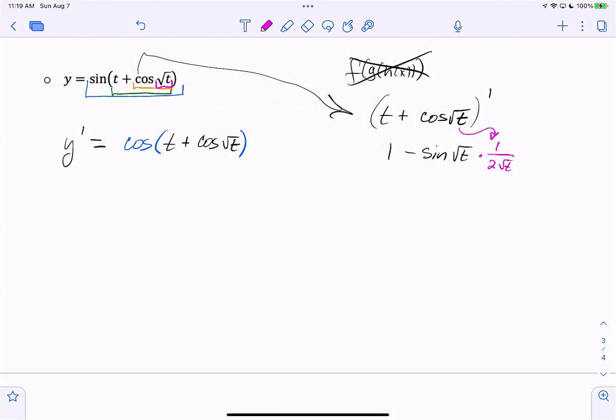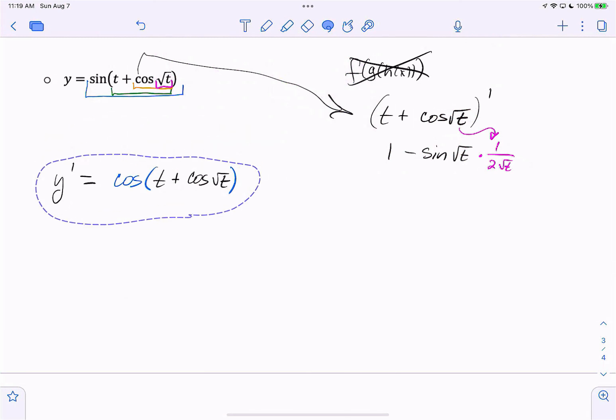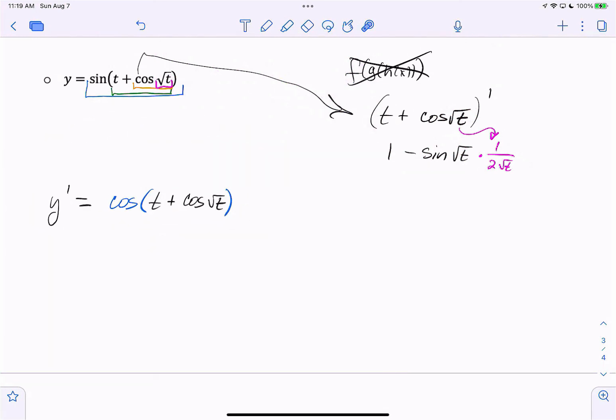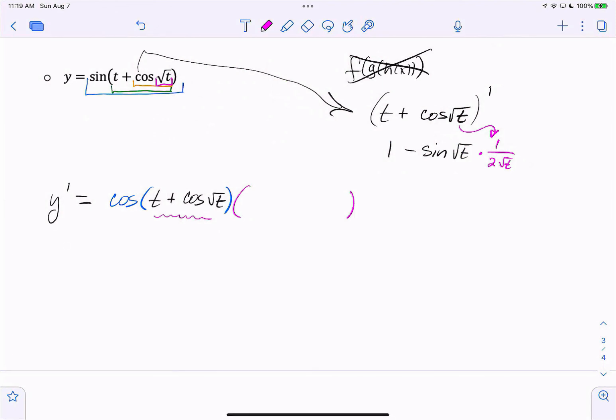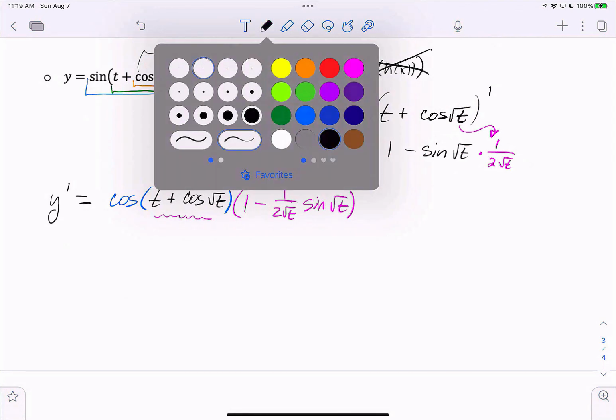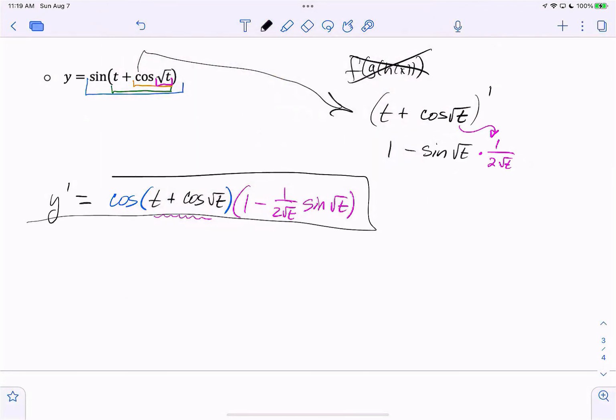So when I apply the chain rule here, it's what I already wrote down: y prime equals the cosine of t plus the cosine of the square root of t times the derivative of the inside function. And the derivative of the inside function is 1 minus 1 over 2 root t times the sine of the square root of t. There is nothing that can be done to simplify this. That is the final answer.